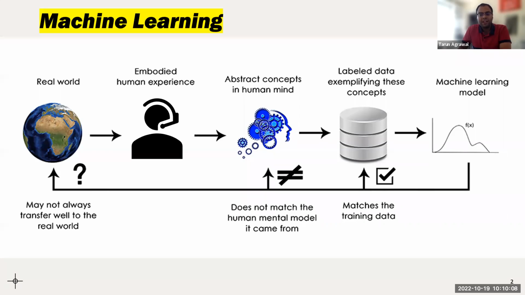So the information bottleneck framework presents how information gets transferred from the input feature to the output feature. If you can see in this figure, there's a real world, then we experience something, and then we make an abstract concept in human minds, and then we try to model it through machine learning or traditional methods. Sometimes it matches with our actual mental model that it came from, and sometimes it does not. So that's how it goes into an iterative process.